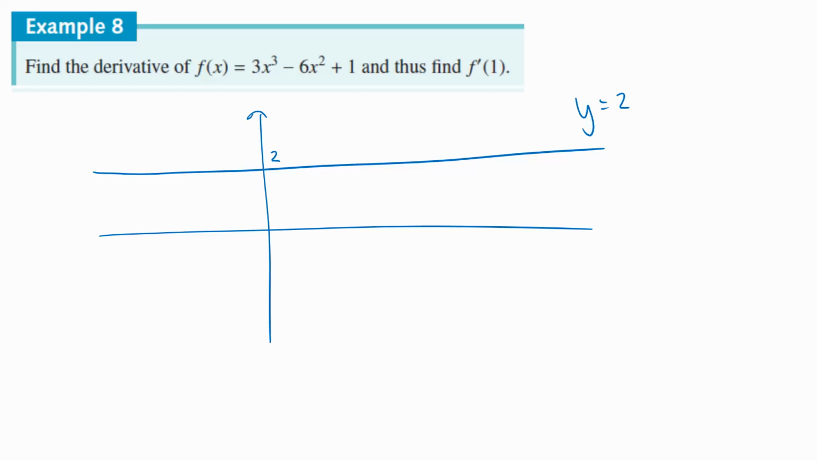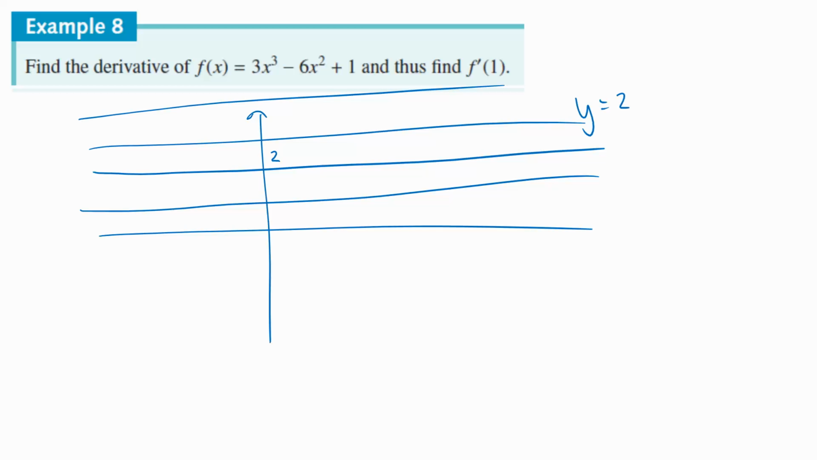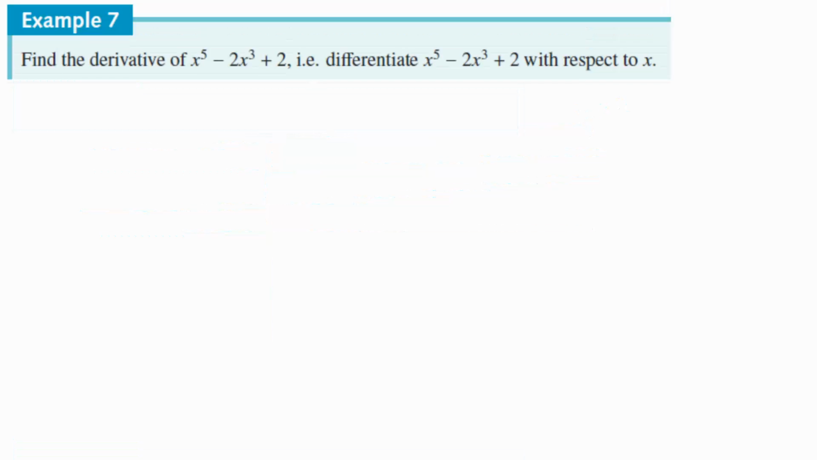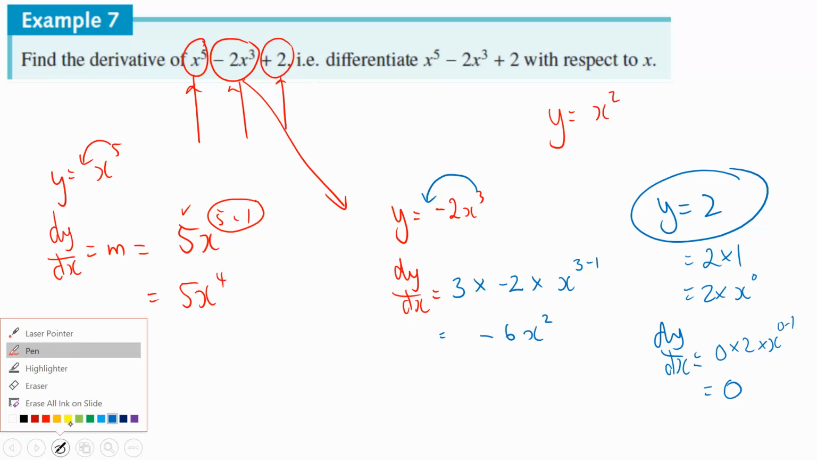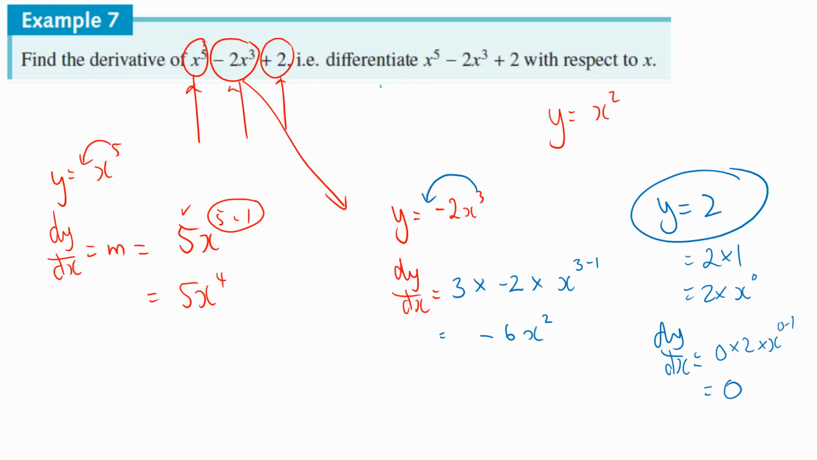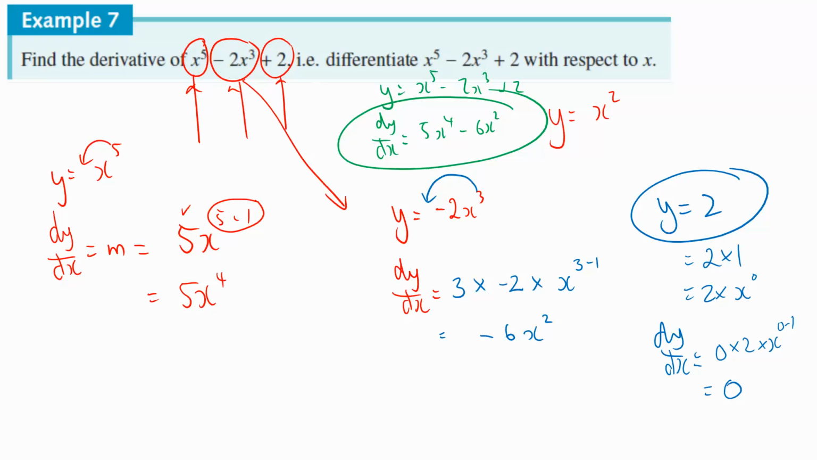The derivative of any constant, like 1, 2, 3, 4, has to be 0 because you're really just asking what's the gradient of that line. That's essentially what you're saying. So going back here, my final answer: the derivative of y equals x to the power 5 minus 2x cubed plus 2, dy dx, is equal to 5x to the power 4 minus 6x squared plus 0. That is the answer for the derivative.